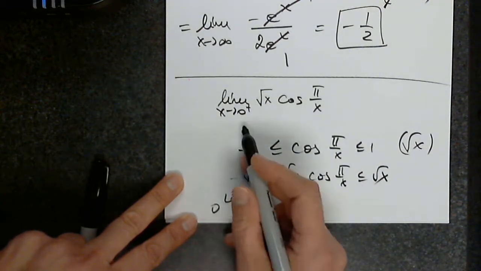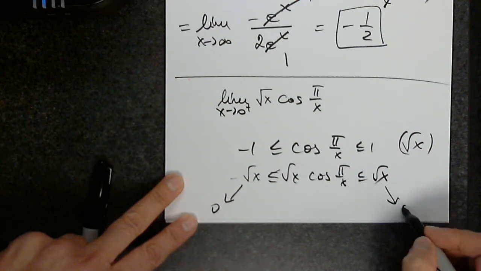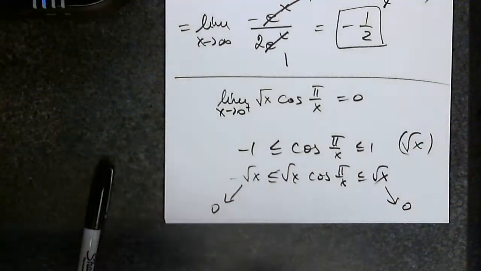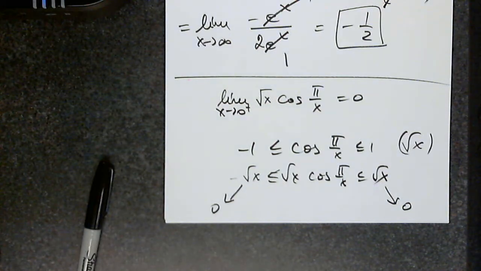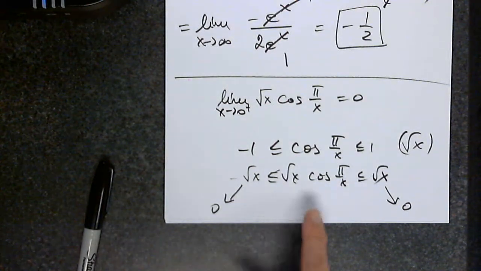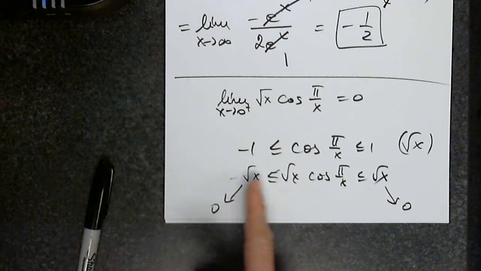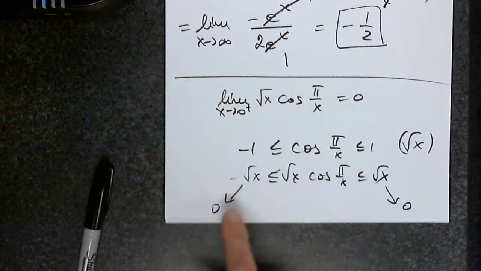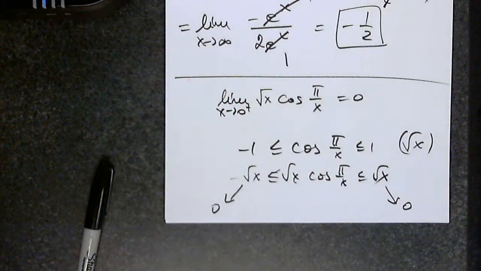This approaches 0 when x approaches 0 from the right. This approaches 0 when x approaches 0 from the right. Therefore, by the squeezing theorem, both conditions are fulfilled. The function is squeezed between two functions, and both limits exist, and they are the same number. Therefore, the limit of the square root of x times cosine pi over x.